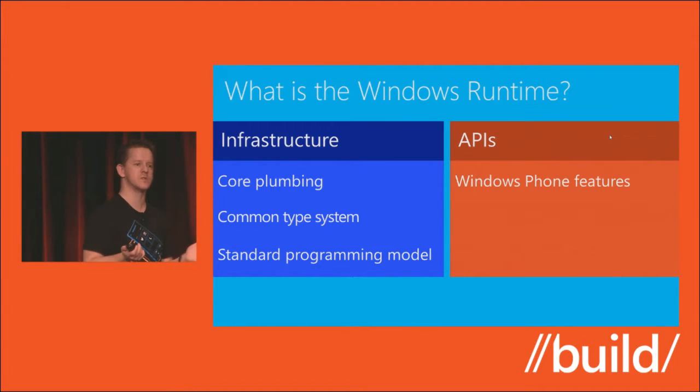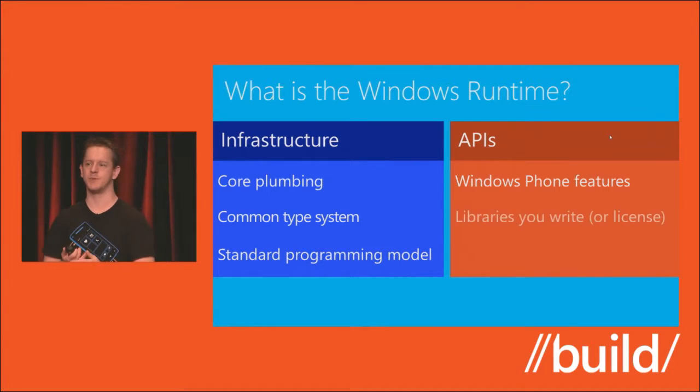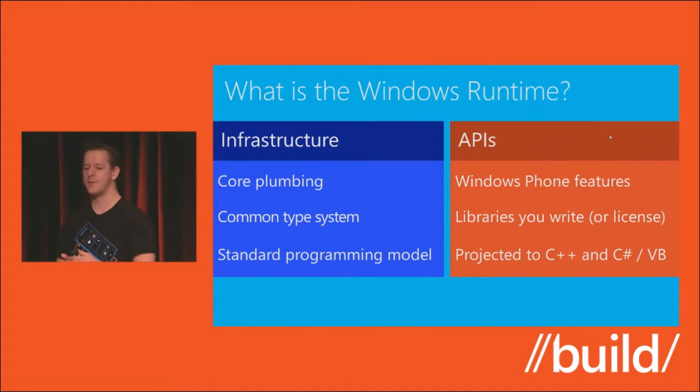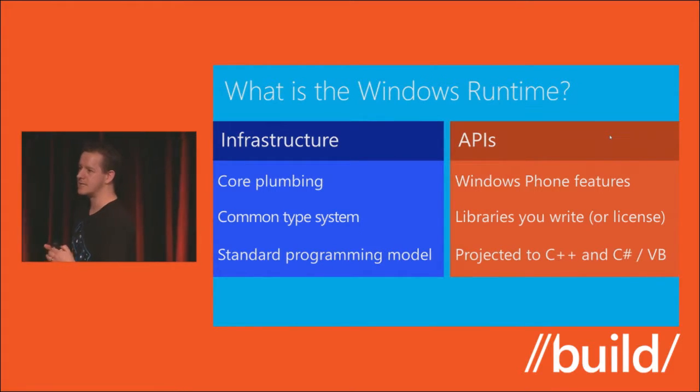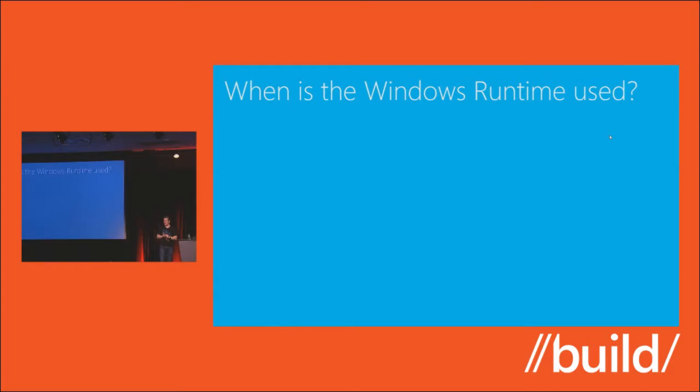And there's also, of course, WinRT APIs. There's features that the phone has that we expose, like speech or networking. There's libraries that you write, or that you license, or that you get off the web. And these APIs are projected naturally to the target language, whether that's C# and VB, or C++ on the phone, or on desktop Windows also JavaScript. But the phone does not support JavaScript right now. So that's what it is.